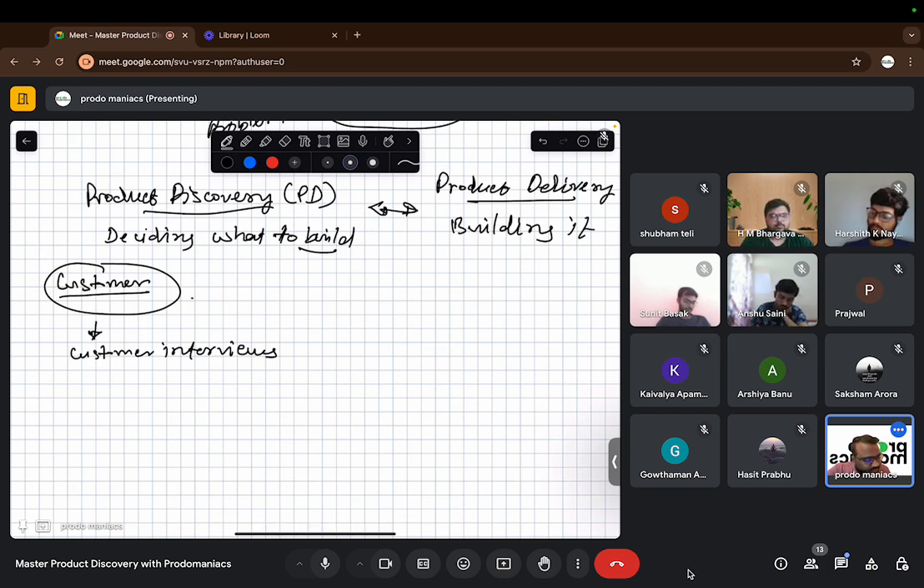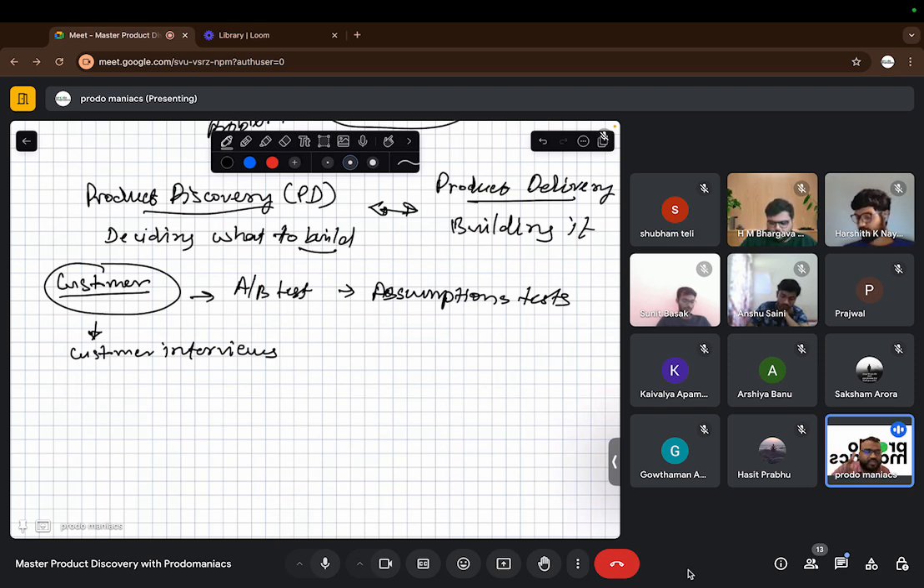Then there will be some validations. Let's say you have built something and you still want to get responses from the customers, how they are reacting to your product. That is called an A/B test. Then there will be a lot of assumptions you might have made. Okay. So we say, what if we try to build this and maybe this will solve this problem, and then you do experiments on that. Based on those assumptions, let's say you have tried A/B testing. So with A/B, you are validating your assumptions.